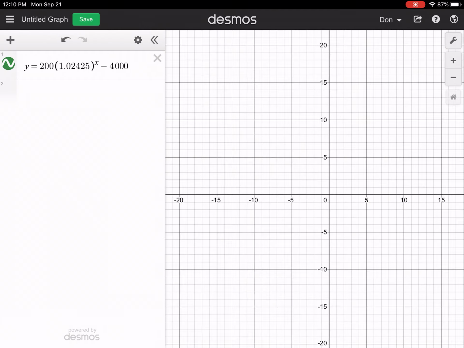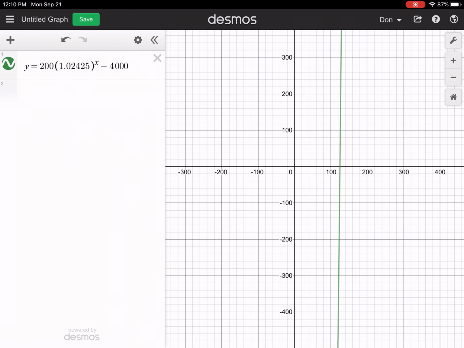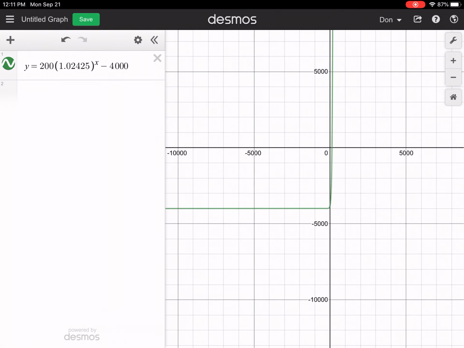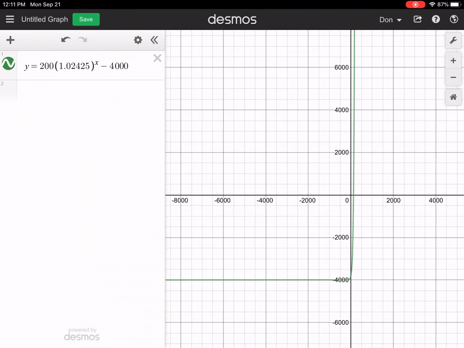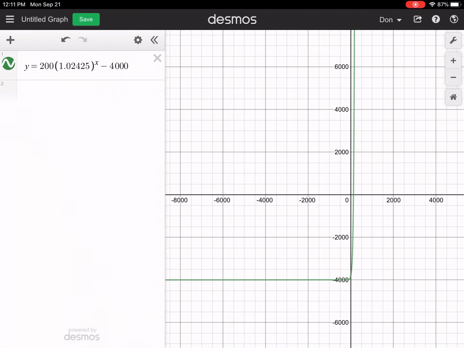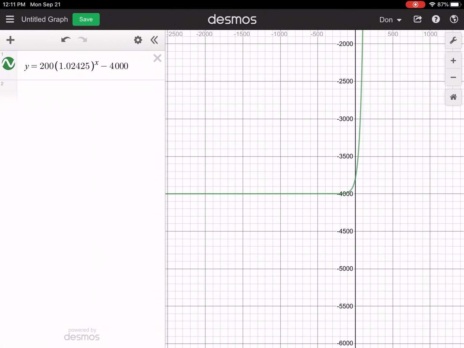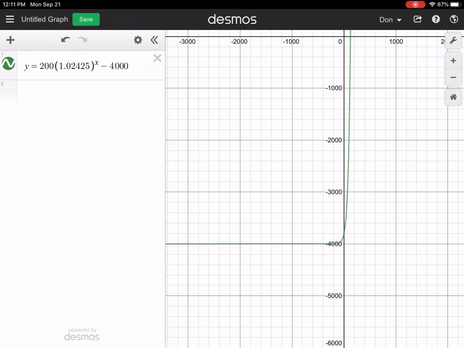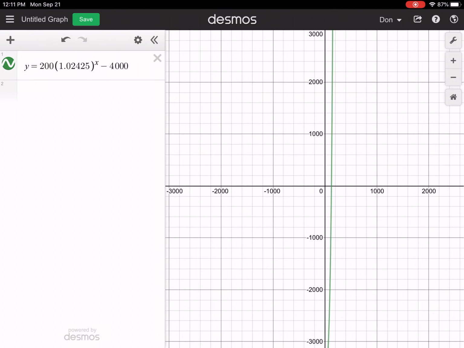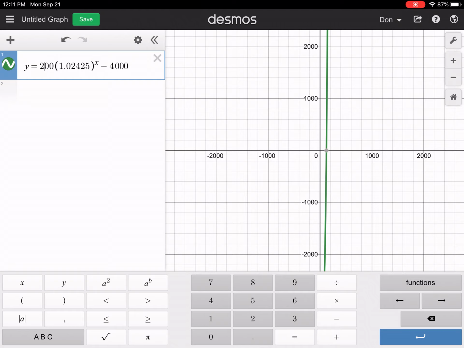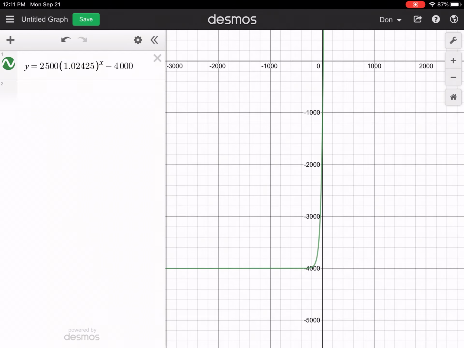Can't see it on the graph, but that's only because we're using large numbers, which didn't show up on our initial scale. And you can see it does have that exponential shape. It's just that you have to zoom out quite a bit to see it. You can see that the horizontal asymptote's been moved down to negative 4,000 by combining it to a single function. Then it rises very steeply. But it should not be 200, it should be 2,500. And so it rises even more steeply.